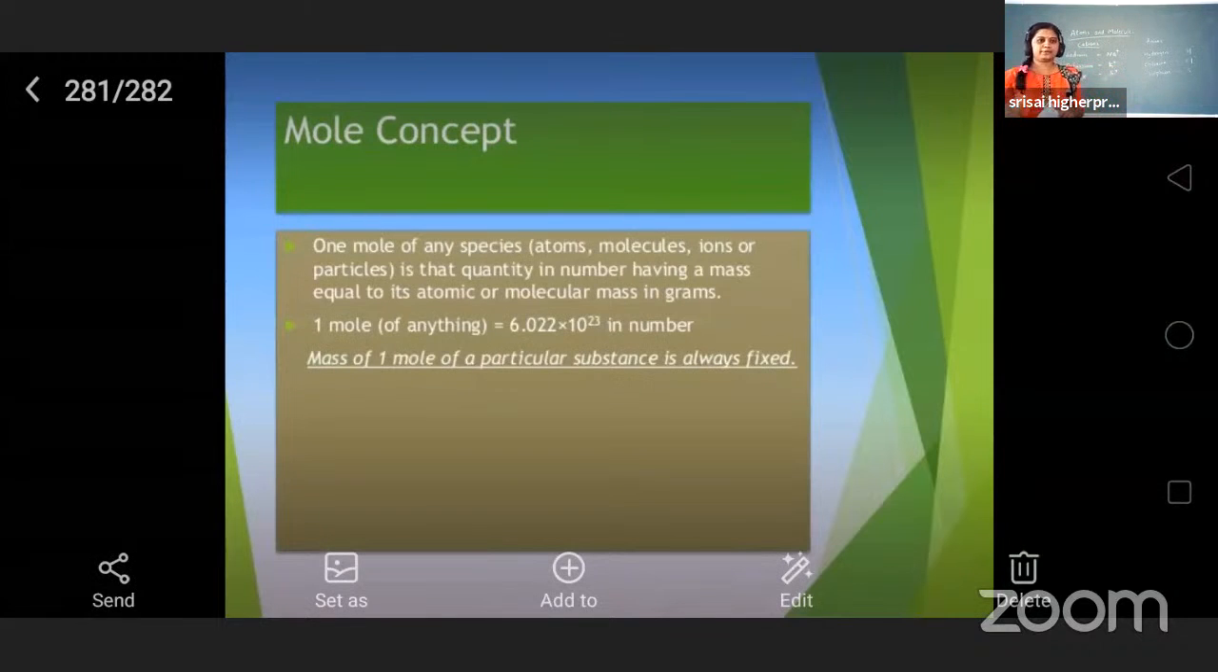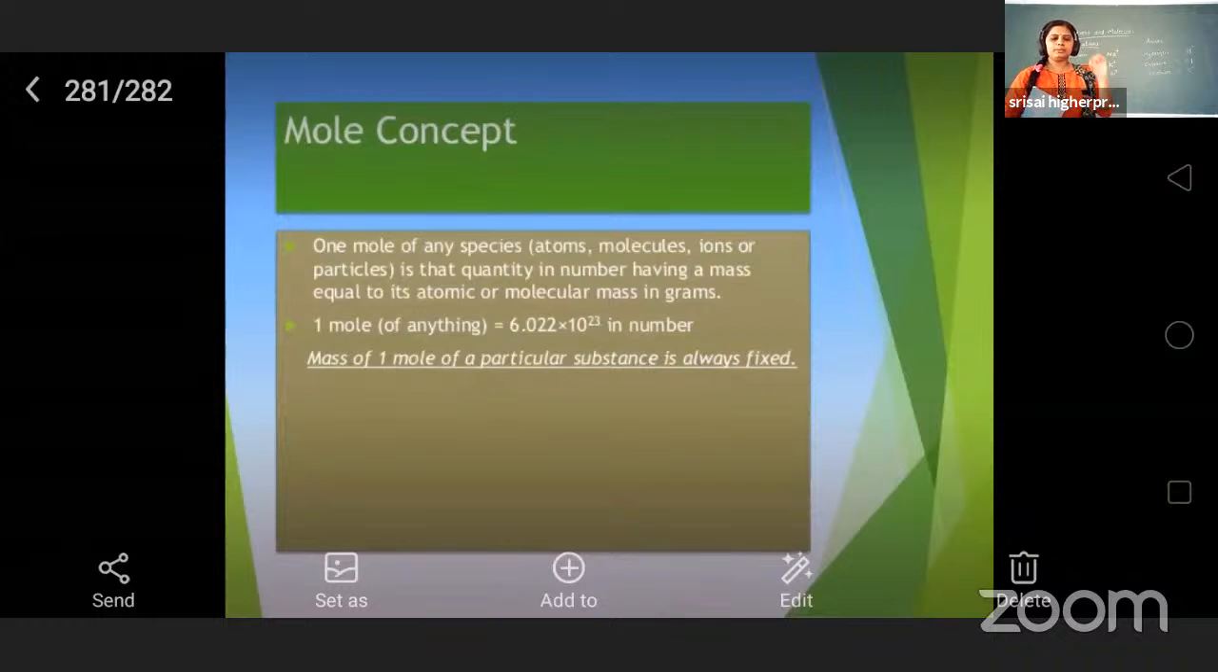Then next we come to molecular mass and mole concept. So what is this molecular mass and mole concept? One mole of any species, like atoms, molecules, ions or particles, is that quantity in number having mass equal to its atomic or molecular mass in grams.